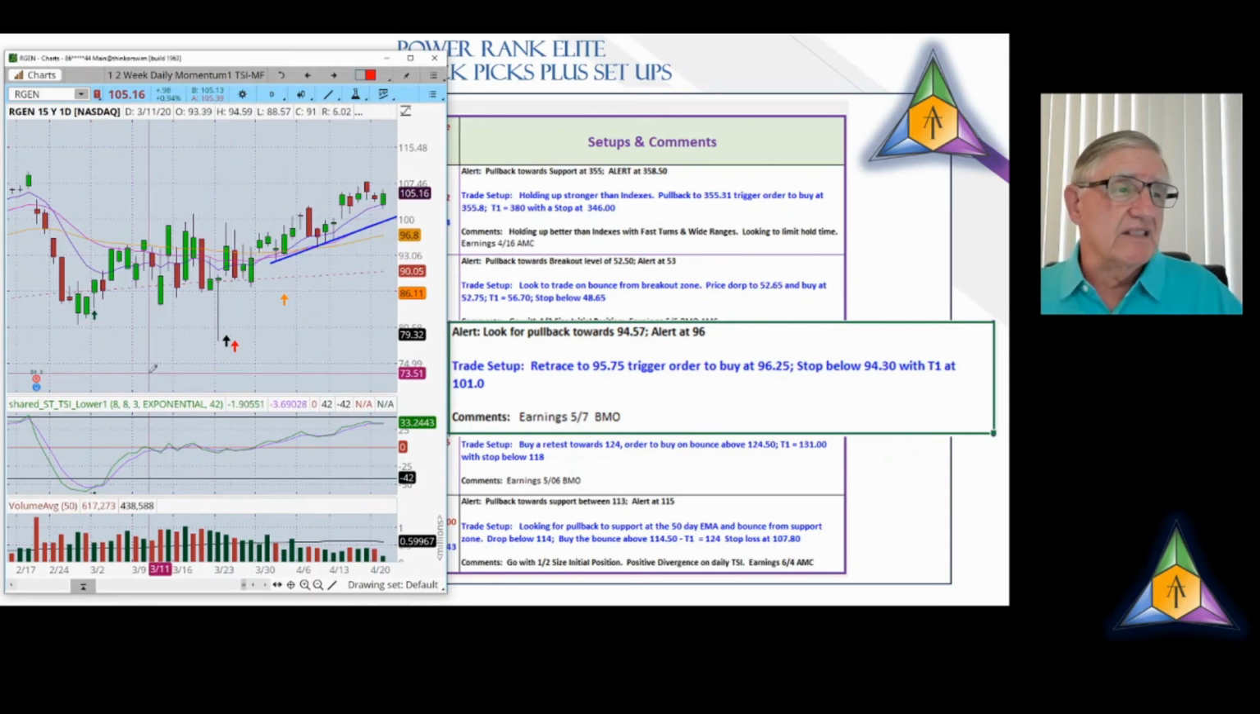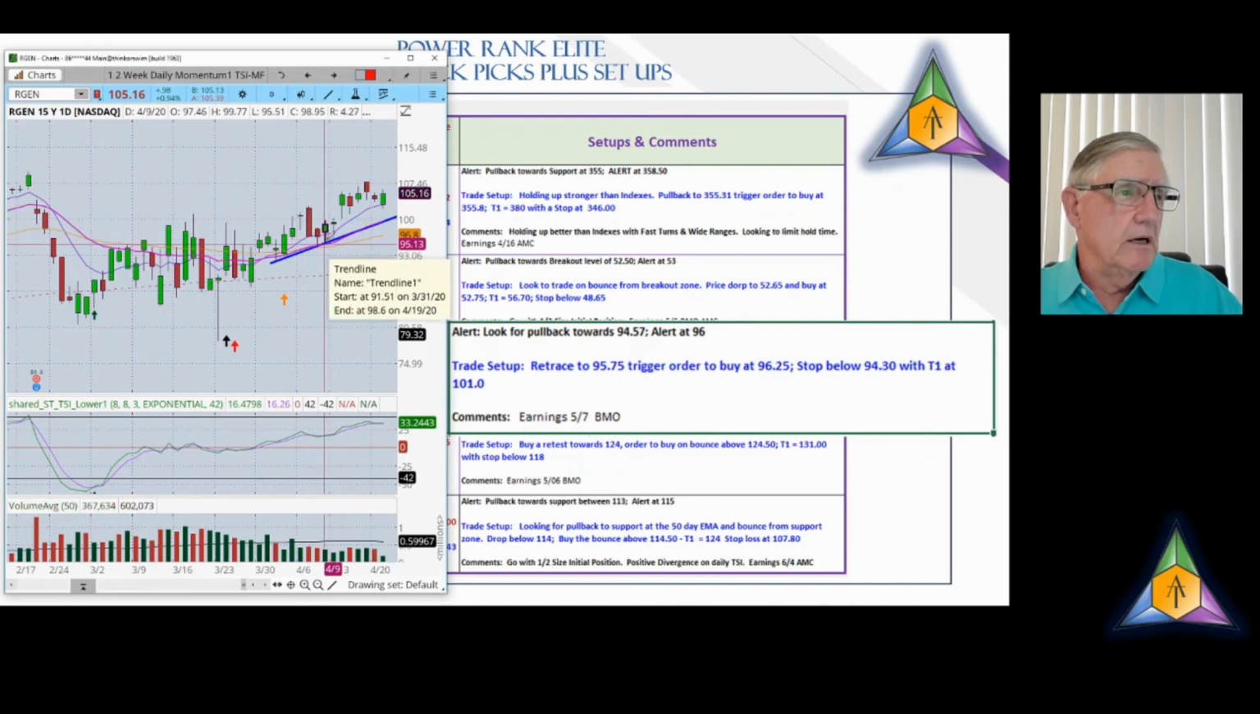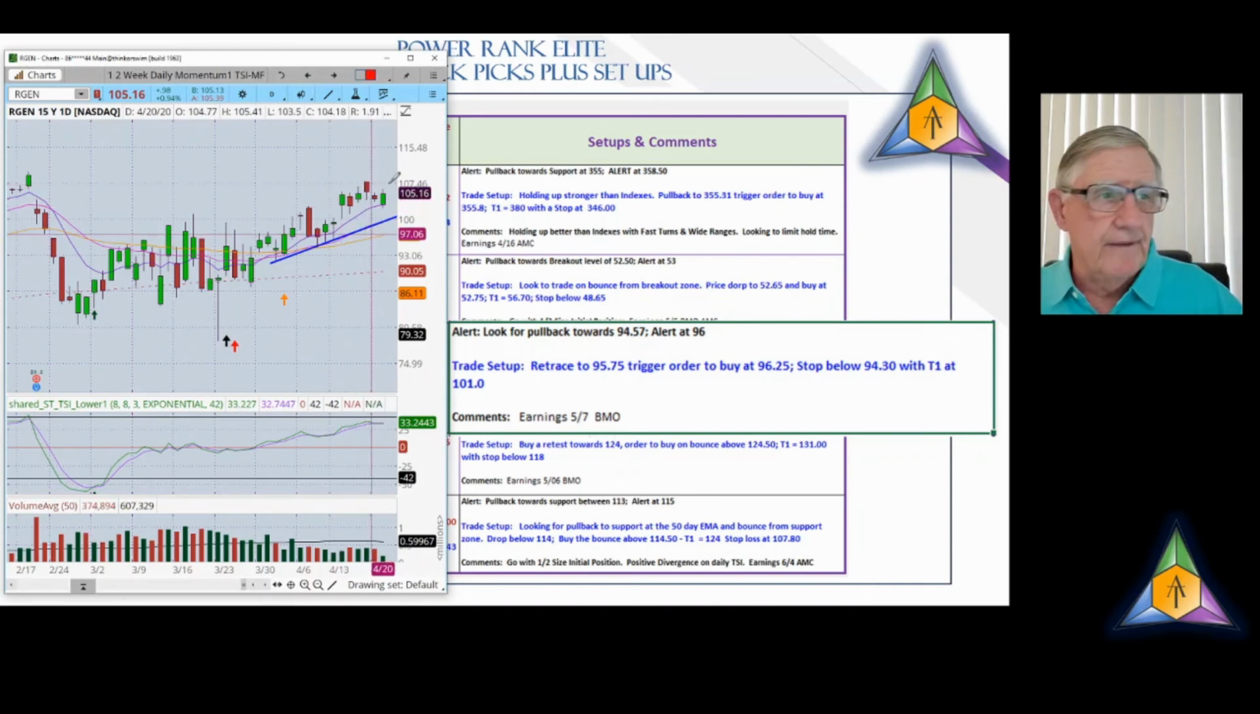So that basically is how we set up this whole trade, from the expectation clarified on the no-go list on the top 5 of the Power Rank Elite list. And then we got in here, took profits here, and then we're waiting to take our second profit off the table.